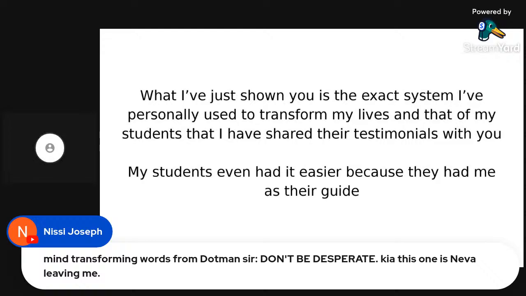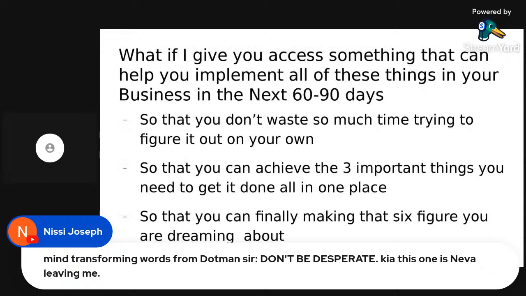Now, this thing that I'm sharing with you is what I've used for myself. It's also what my students are using, right? That has helped them to get results. In fact, it's very much easier for them. Why? Because they don't have to go through the route again. They just have me to mentor them and to hold their hands across the journey.